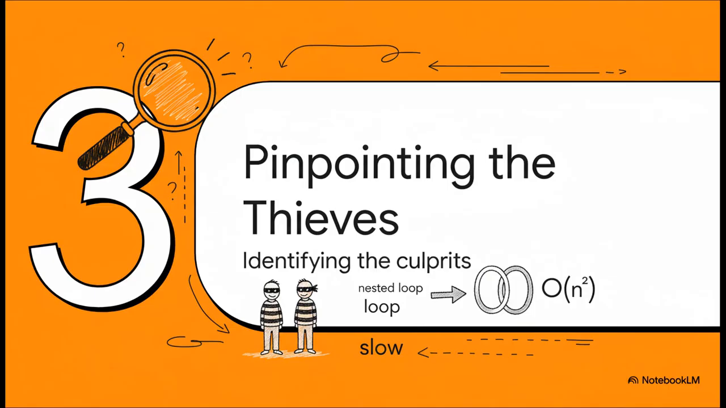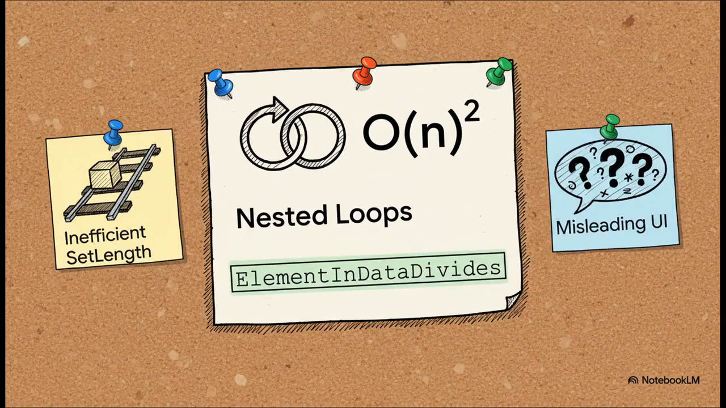Okay, we've gathered all the evidence. Now it's time to put it all together and see who, or, well, what, is really responsible for making this code so slow. Let's line up the suspects. So here it is, our official list of culprits. Number 1, the main villain, is that nested loop structure that gives us the dreaded O of n squared complexity. That makes element and data divides the single most time-consuming part of the whole program. We also found some accomplices, like an inefficient way of adding to an array, and even a misleading prompt for the user, which just points to some sloppy design.